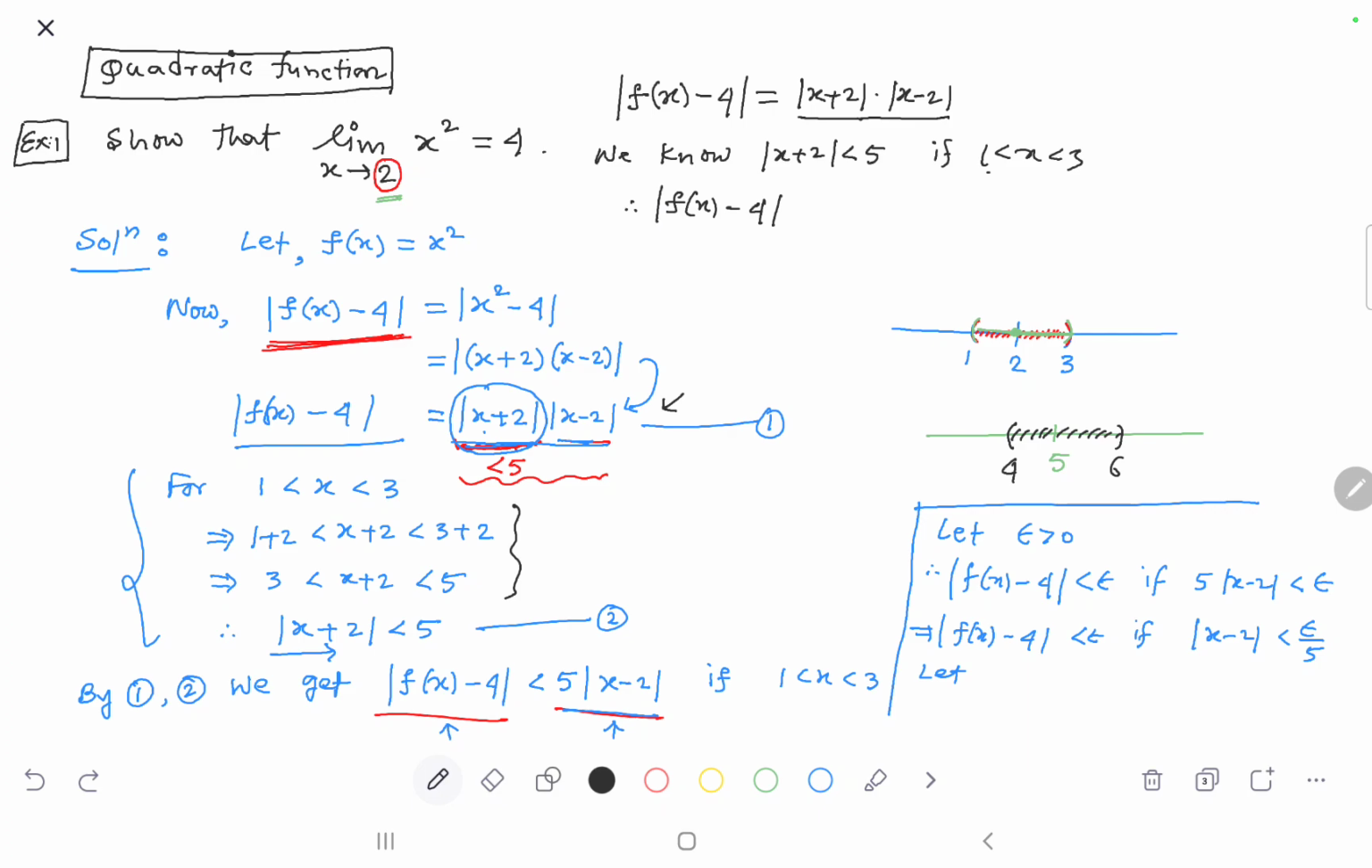So x plus 2 times x minus 2 should be less than 5? No, 5 into. If you take the product on both sides, see, if you have this on this interval, we are multiplying both sides by the absolute value of x minus 2. So what should we get? 5 into the absolute value of x minus 2. Is it okay? Yeah. So this is nothing but this. We get the absolute value of f(x) minus 4 less than 5 into the absolute value of x minus 2. So that I immediately wrote here.